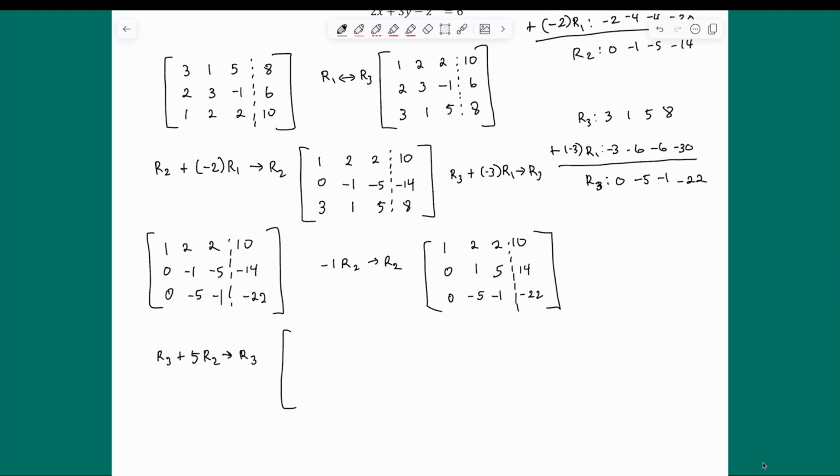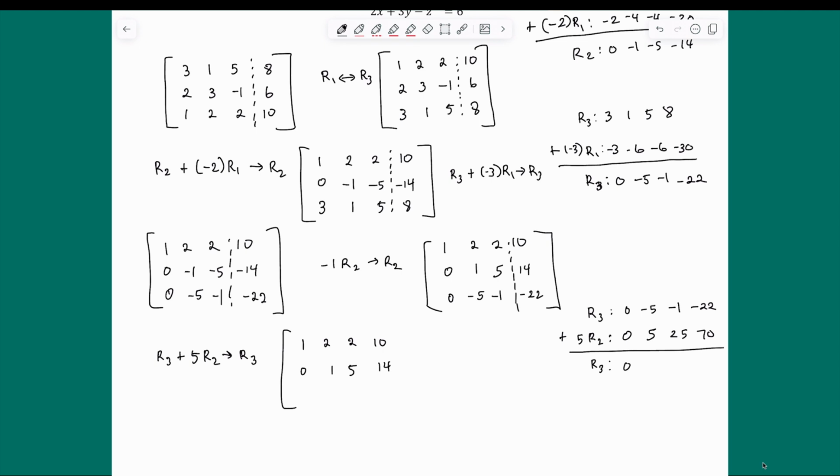All right, so first row stays the same. We have 1, 2, 2, 10. Second row 0, 1, 5, and 14 still stays the same, but the next row here will change. So we have row 3, which is 0, negative 5, negative 1, negative 22. Then we're going to multiply row 2 by 5. And so we get 0 times 5, which is 0. 1 times 5 is 5. And then 5 times 5 is 25. And then 5 times 14 is 70.